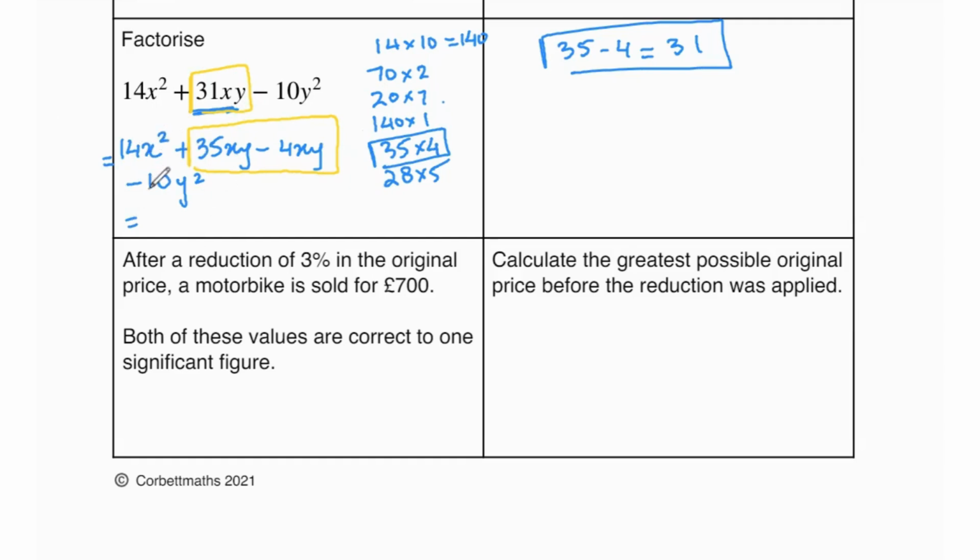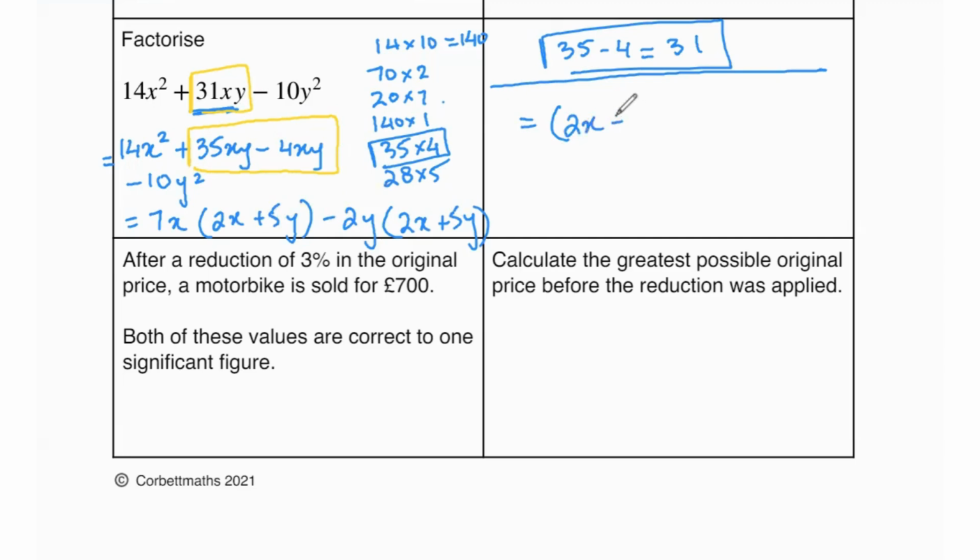So between 14x squared and 35xy, we have 7x common. So we'll have 2x plus 5y inside the bracket. And between negative 4xy and negative 10y squared, we have negative 2y common. So that's going to be 2x plus 5y again. So now we're going to take 2x plus 5y common from both 7x and negative 2y. So 2x plus 5y times 7x minus 2y. And this is your fully factorized answer.